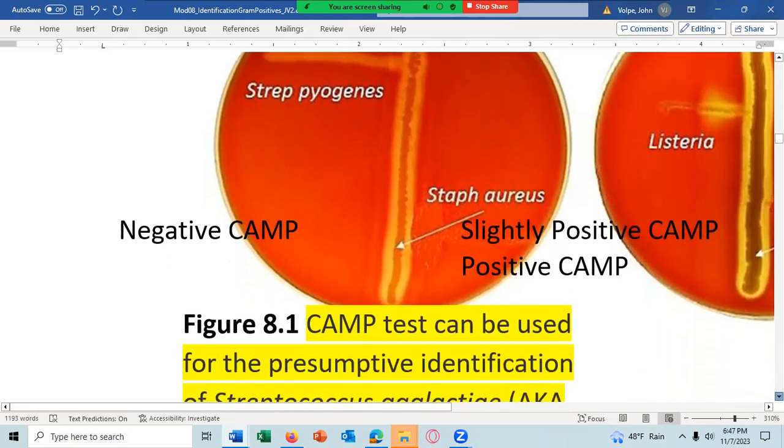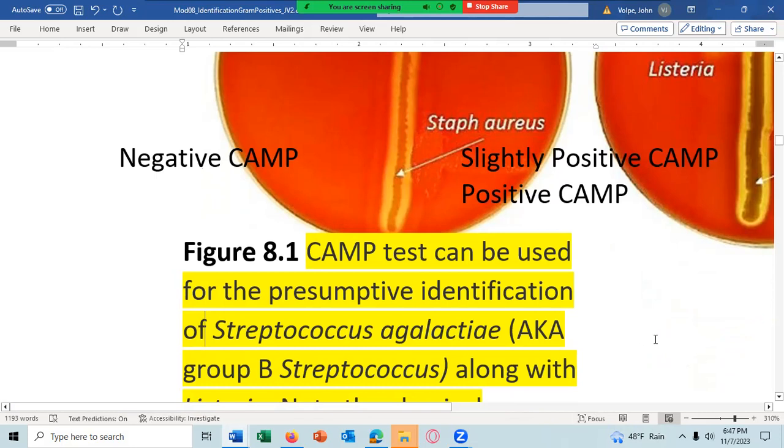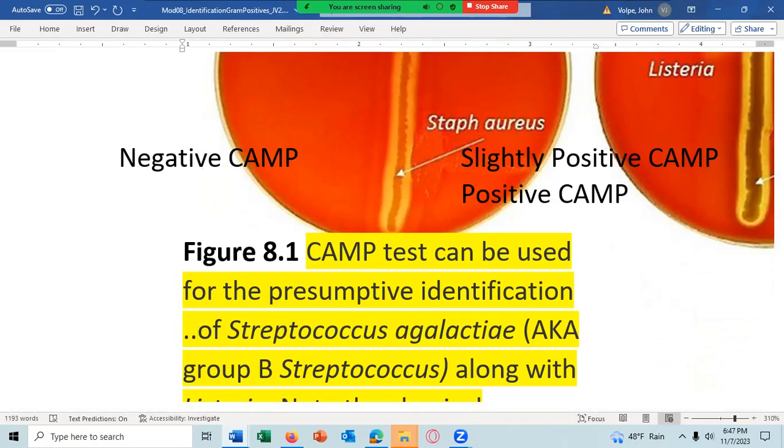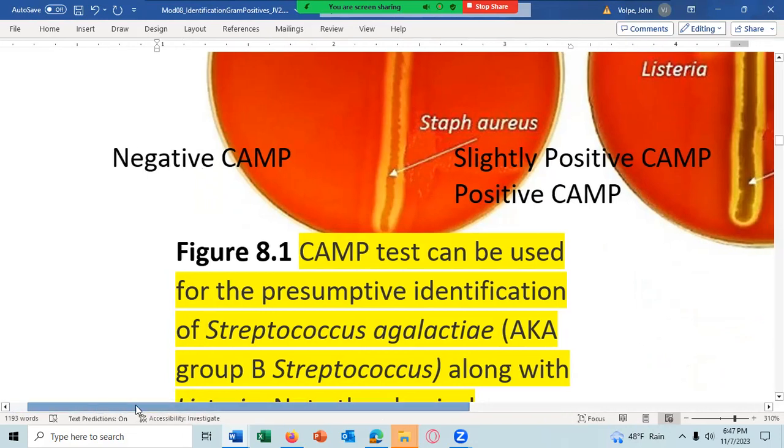I'm coming to the third one. If I can do this. I can't get over there now. Nope, that's not what I wanted. I got it blown up so much I can't get to the arrow. Oh, there we go.